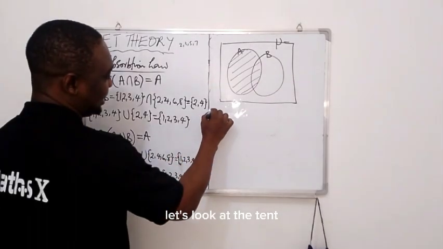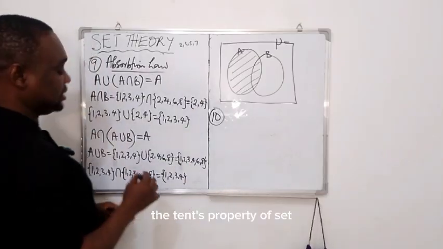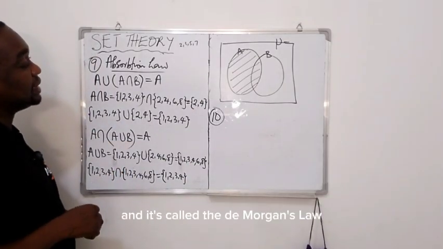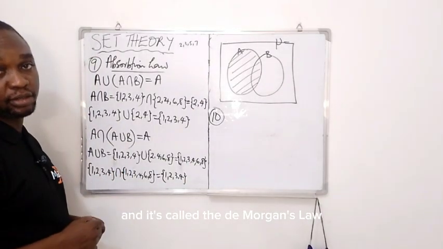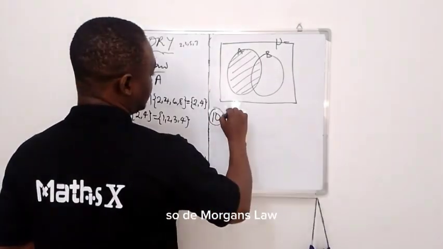Let's look at the 10th property of sets, and it's called De Morgan's law. So De Morgan's law.